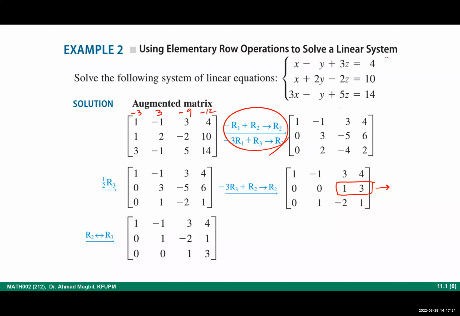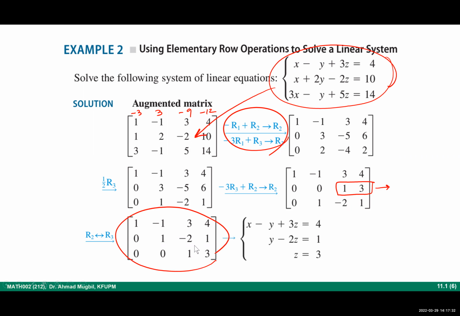By the way, here we were having the system, and we obtained the augmented matrix. Now, from the augmented matrix, you can have the system. Look. This is 0x plus 0y plus 1z equals 3. So it is z equals 3. This is y minus 2z equals 1. Now you have z. Substitute here, you will get what? y. Substitute here by z and y, you will get x.